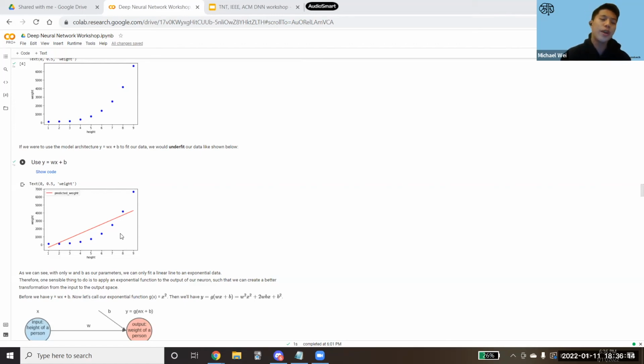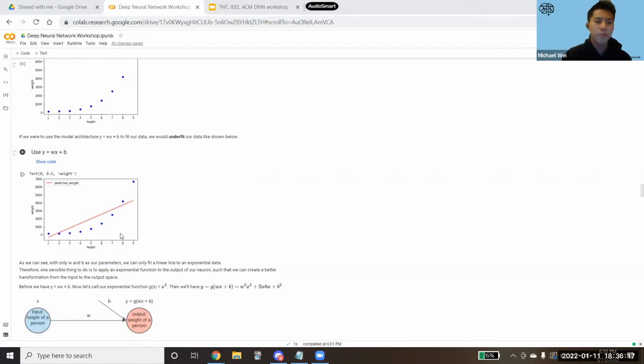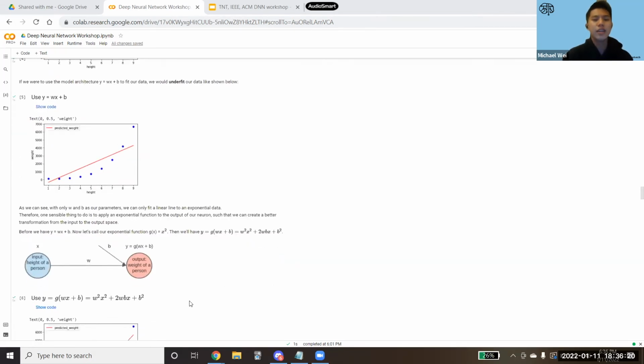So what should we do to improve the performance of our model to better fit the data? It turns out that we can apply another function, g(x), to the output y to learn a more robust model. This function, g(x), is what we call the activation function in machine learning terminology. Here I define g(x) as x squared. x squared is an arbitrary choice, because the data looks exponential, so I just pick an arbitrary activation function, x squared.